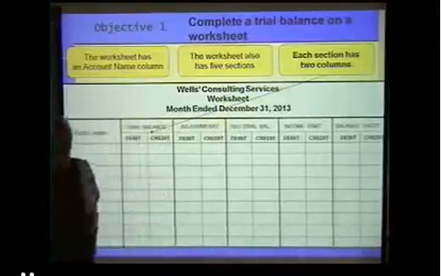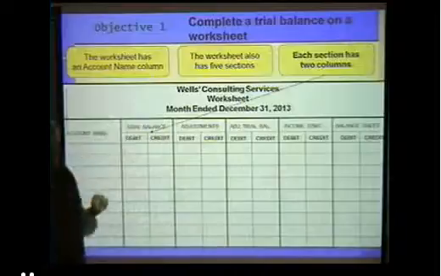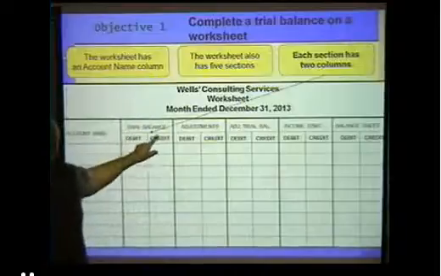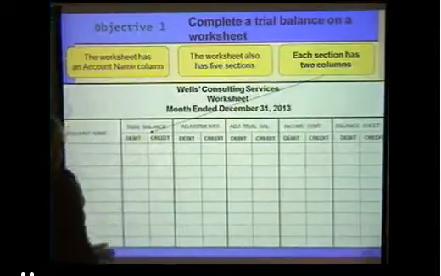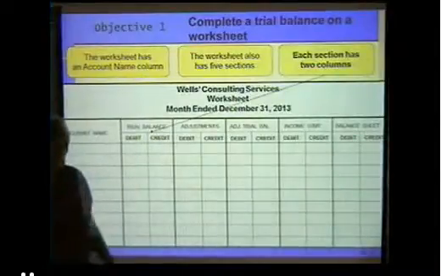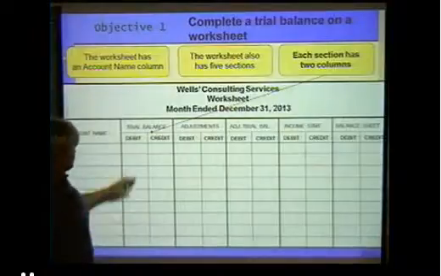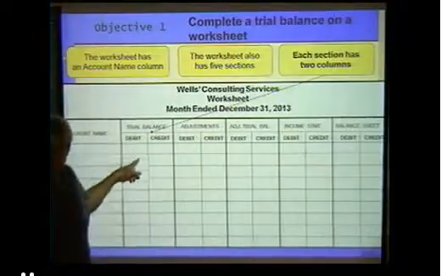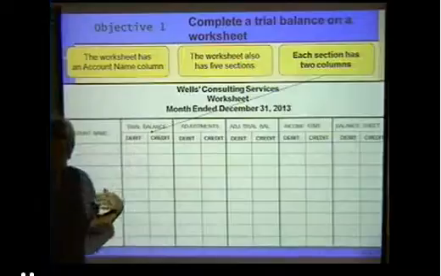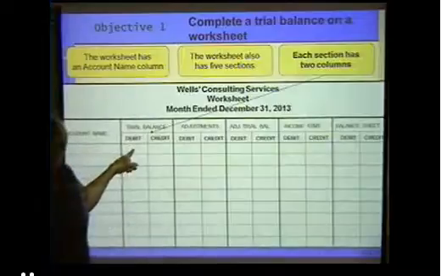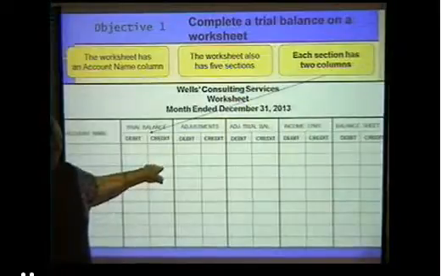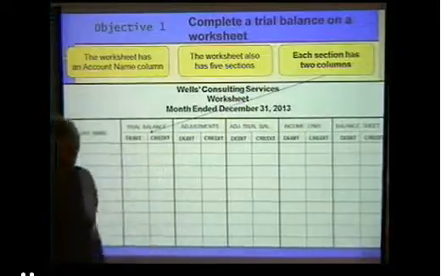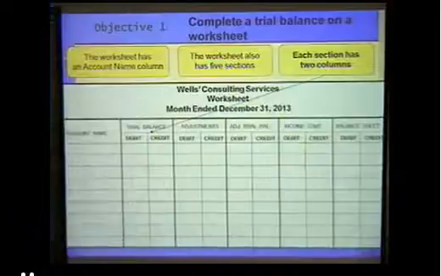All right. So, the first column in our worksheet is the trial balance column. So what you're going to do is have all your accounts from your chart of accounts listed. Then you're going to look at each one and pull out the balance. If it has a debit balance, it goes in the debit column. A credit balance goes in the credit column, just like your trial balance. Then you're going to add up your columns and see if they balance.